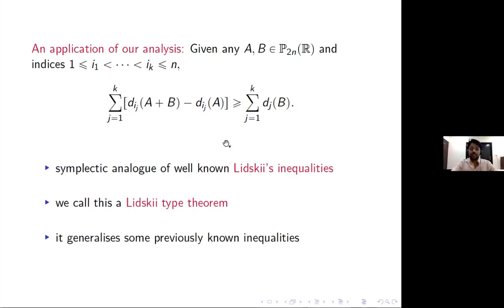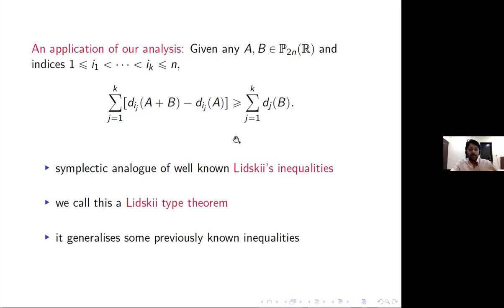This set of inequalities is an analog of a well-known result for eigenvalues of Hermitian matrices, known as Lidskii's inequalities for eigenvalues, which is a 70-year-old result and one of the very important inequalities for eigenvalues. And here we get a symplectic analog of that particular set of inequalities. And we call this result the Lidskii type theorem.